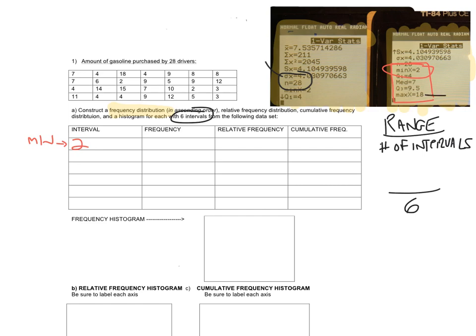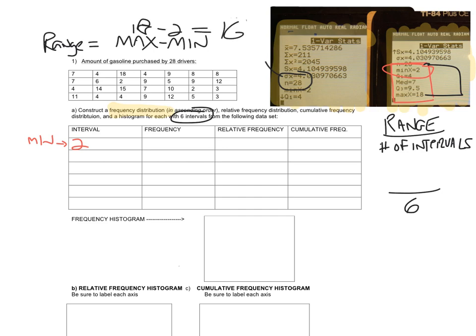Well, our range is our maximum minus the minimum. So here the range of the data is 18 minus 2, or 16. So we're going to take the maximum minus the minimum, the range, 16, divide that by the number of intervals. Now when we do that on our calculator, we're going to get 2.6 repeating.